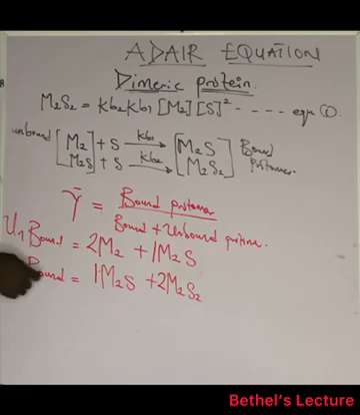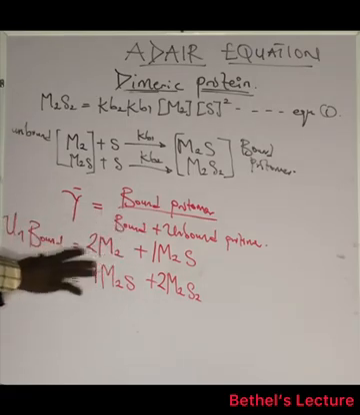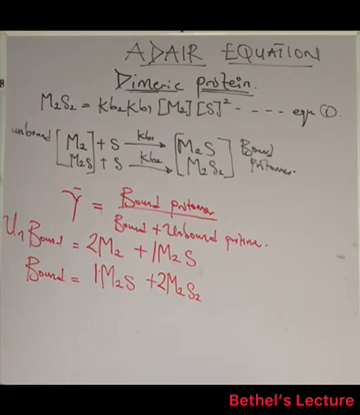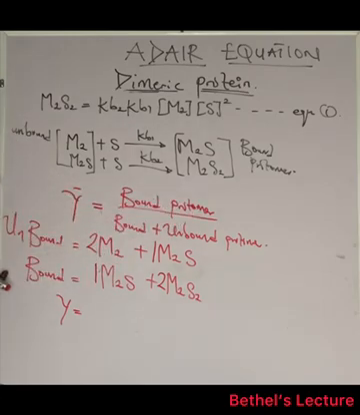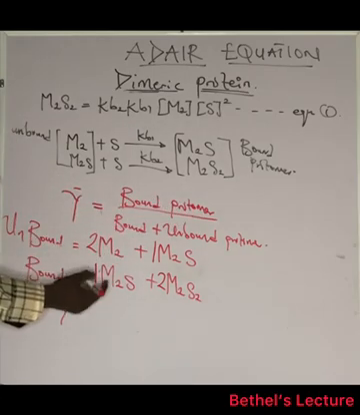Alright, so let's quickly put what we've known into this part of the equation and say that our fractional saturation Y is equal to bound protomer. Where is the bound protomer? These are the bound protomer, which is what?